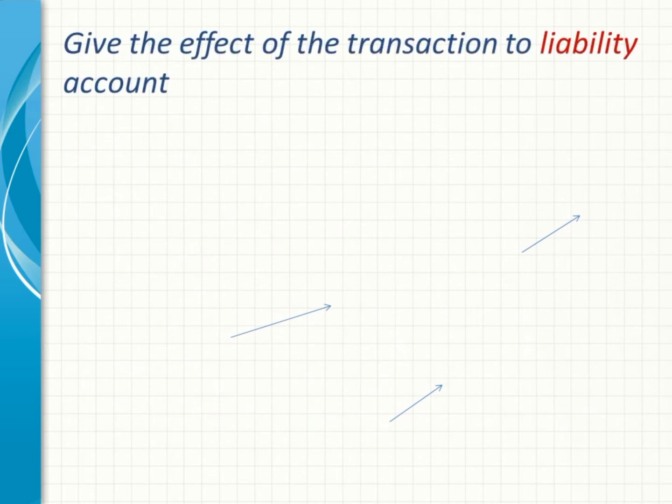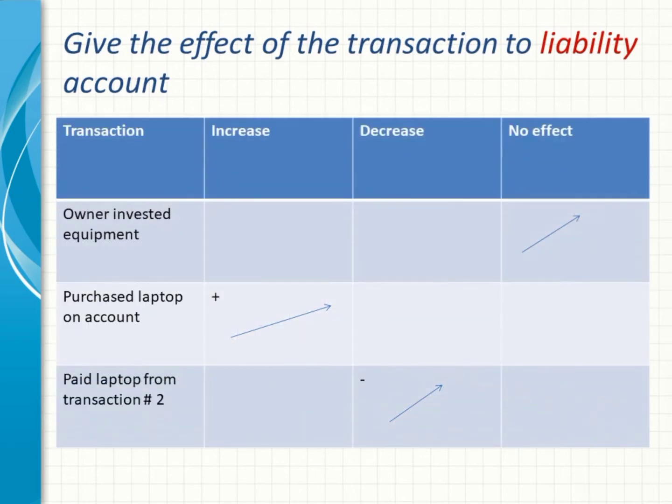Now, let us give the effect of the transaction to liability account, another side of the accounting equation. Again, liability account. It's the same transactions. Owner invested equipment. So what will happen to the liability? The owner invested, so no effect to the liability account. Purchase laptop on account, so we owe for the laptop, definitely our debt will increase, so there is an increase in liability account.